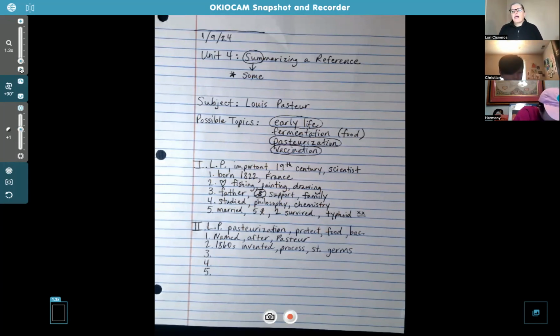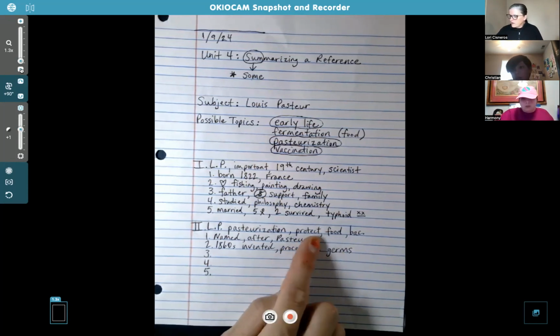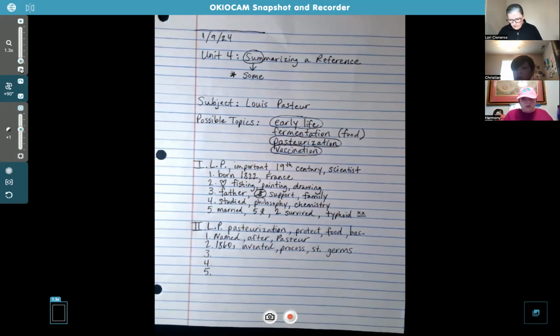Oh, no. I think I only underlined parts of sentences. That's okay. Tell me some facts from parts of sentences. I underlined pasteurization, which is a way to help protect food from harmful bacteria. Okay, we got that. What else did you underline?